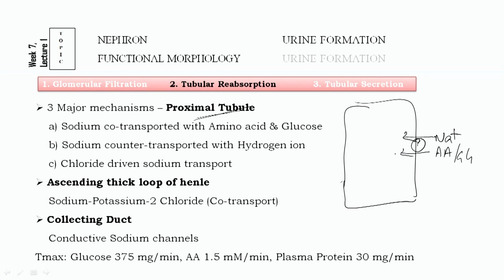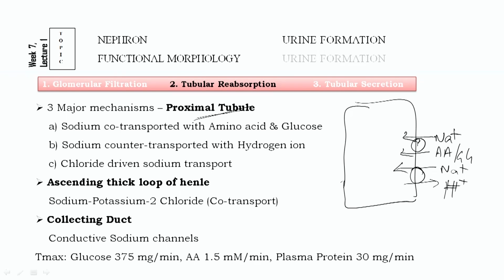The next important mechanism is the sodium counter-transported with the potassium ion and hydrogen ions, because whenever the hydrogen ions inside the cell increase, it decreases the pH. That means the acidity of the cell rises, right? So no one will try to live in an acidic environment. The same way the cell also does, it excretes the hydrogen ion in exchange for the sodium ions.